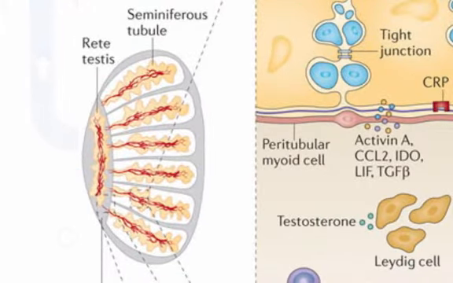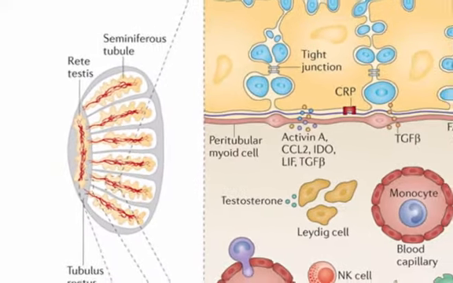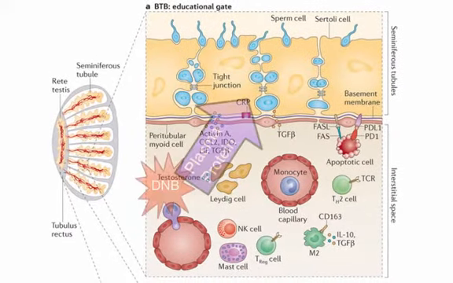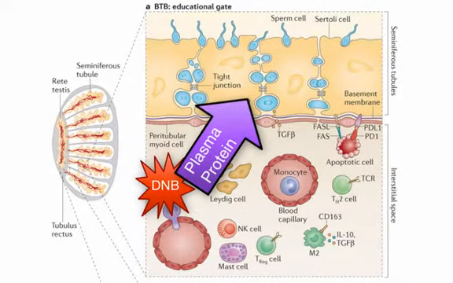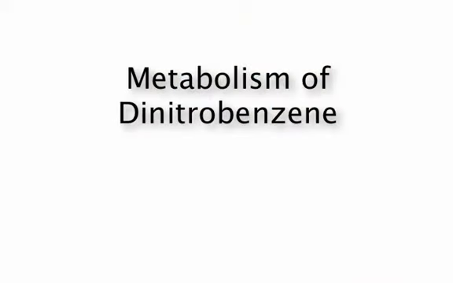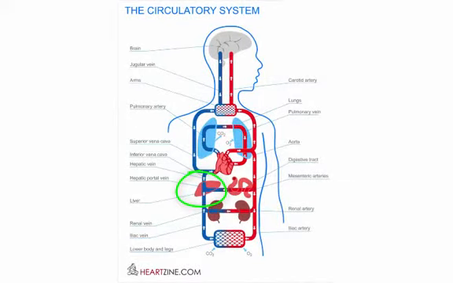Once absorbed, DNB must cross the blood-testes barrier between the lumen of the interstitial capillary and the lumen of the seminiferous tubule. Plasma proteins can easily carry dinitrobenzene across the blood-testes barrier. Once dinitrobenzene enters systemic circulation, it will primarily be metabolized in the liver.